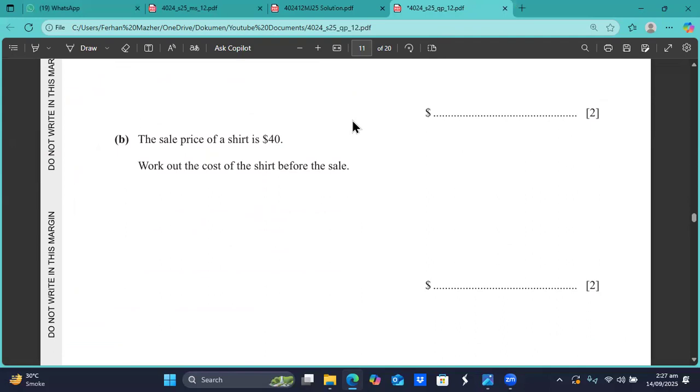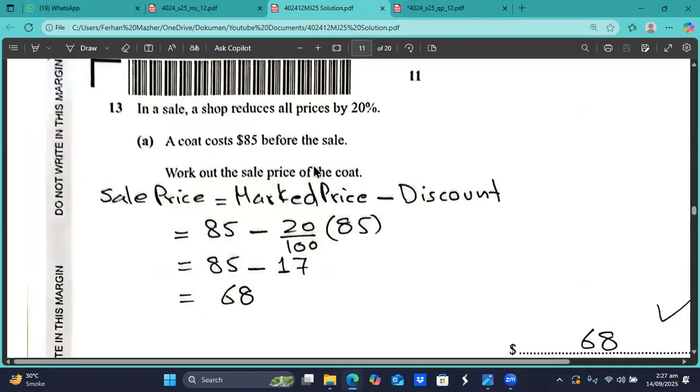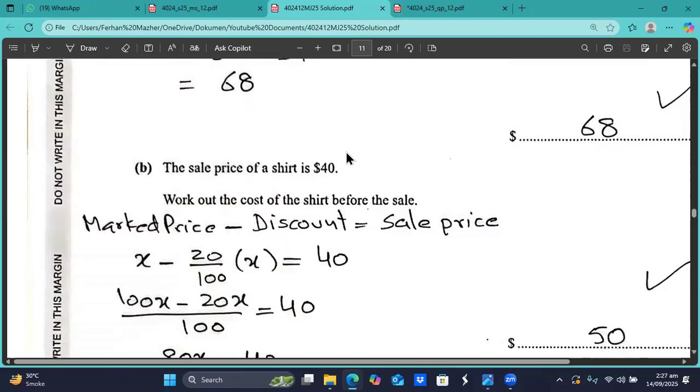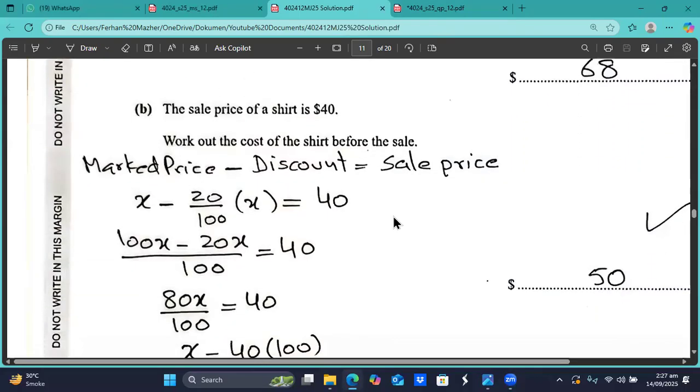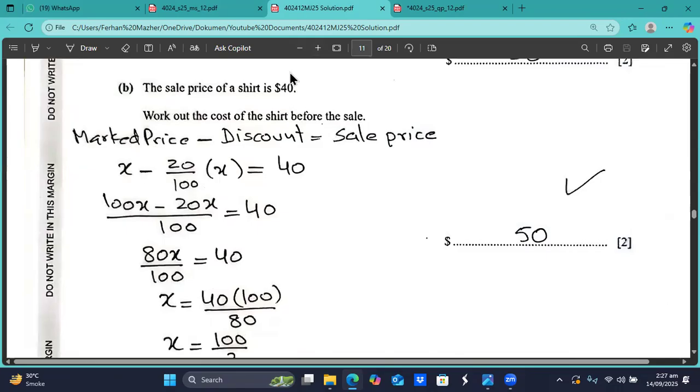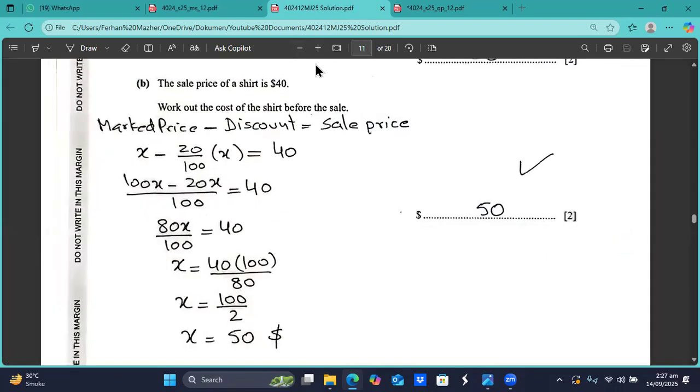The sale price of a shirt is $40. Work out the cost of the shirt before the sale. Okay, in the sale now the cost is $40. So we have to find out the original price. 20% is the discount. So mark price minus discount is equal to the sale price. So suppose that the mark price is X dollars. So X minus 20% of the X will be equal to 40.